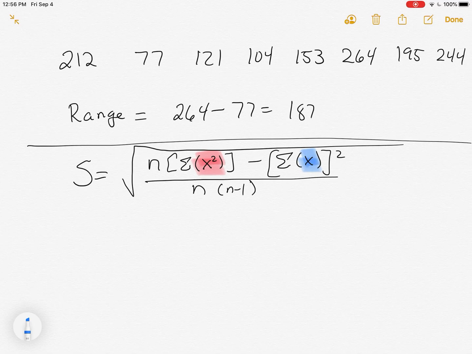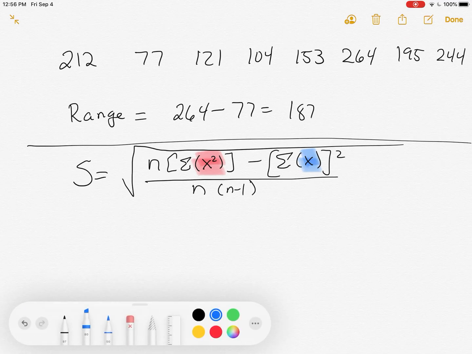So the red one is asking us to square the x's first and then add them. And the second one's asking us to add up all the x's the way that they are and square that result. The results will not be the same. You probably know that from your algebra days, but you can't distribute a square over the sum.